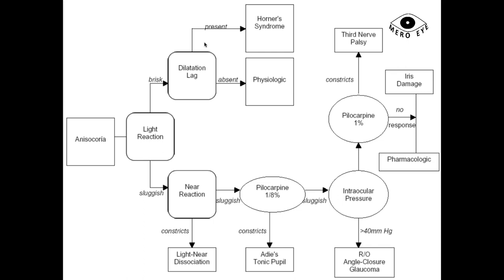But if 0.125% is also not able to constrict the pupil, then we measure the intraocular pressure. If the intraocular pressure is high, we confirm the diagnosis as angle closure glaucoma. But if that's not the case, we can add 1% pilocarpine. If it constricts to 1% pilocarpine, it is third cranial nerve palsy. But if it's not constricting to pilocarpine, then we have to think about pharmacological mydriasis. So this flowchart would help to summarize how we can work up a case of anisocoria.